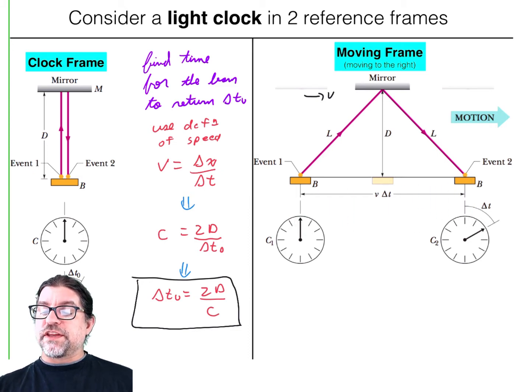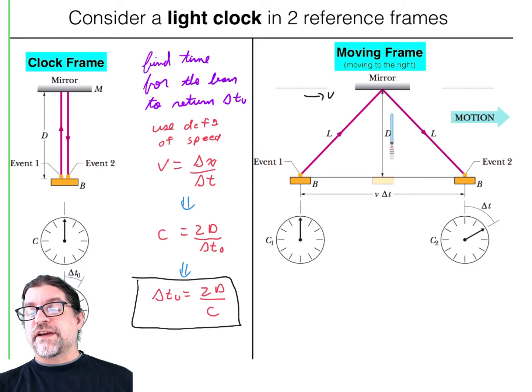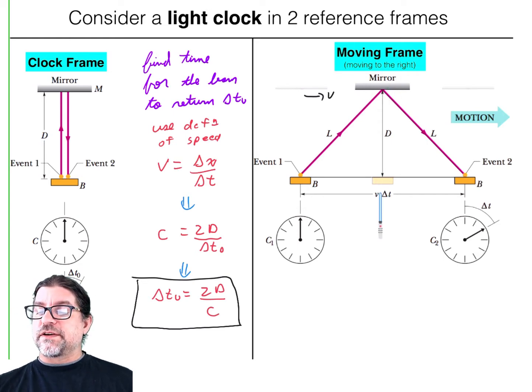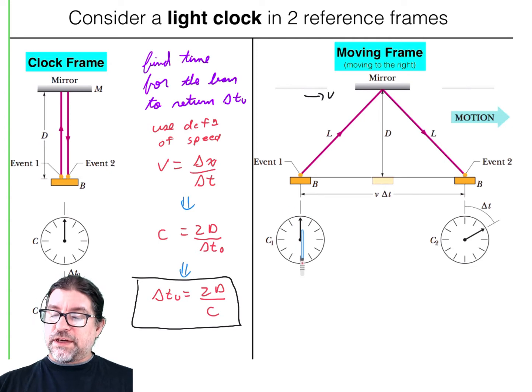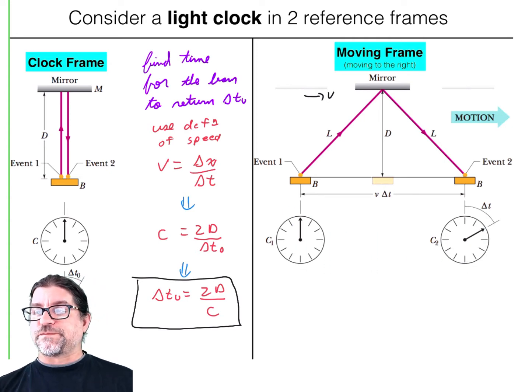We're going to call the amount of time measured in our frame delta t. So the total time to go from here to here, we're going to call delta t, and we're going to allow that to maybe be different than this time here. Here's the clock. It starts at that point, and delta t later, the light clock has moved a certain distance. The total distance will be the speed that we're moving relative to the clock times the total time. So this distance here is v delta t.